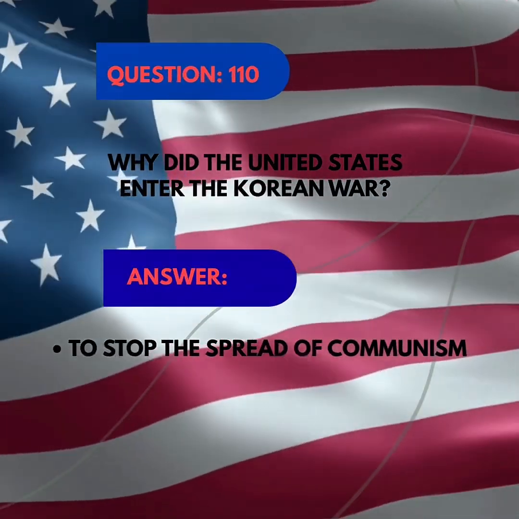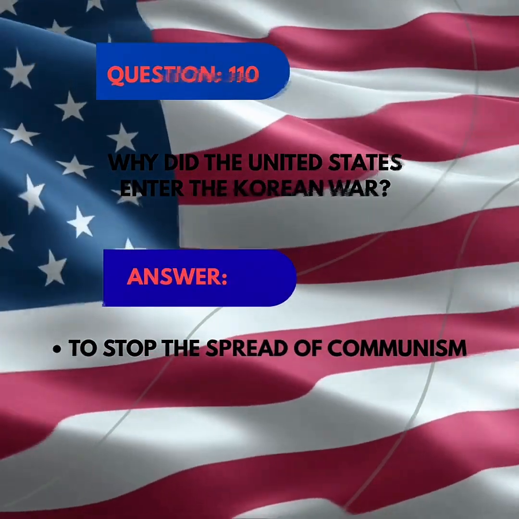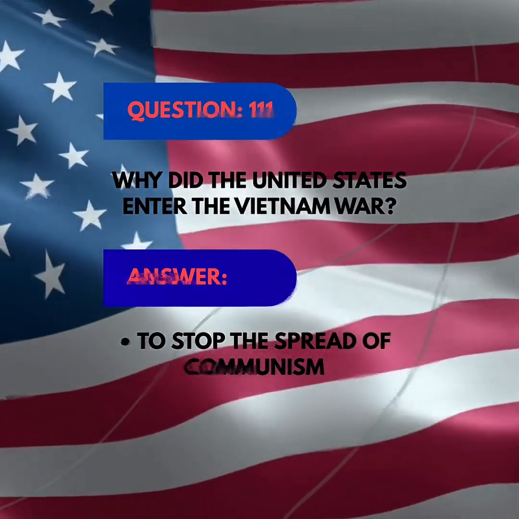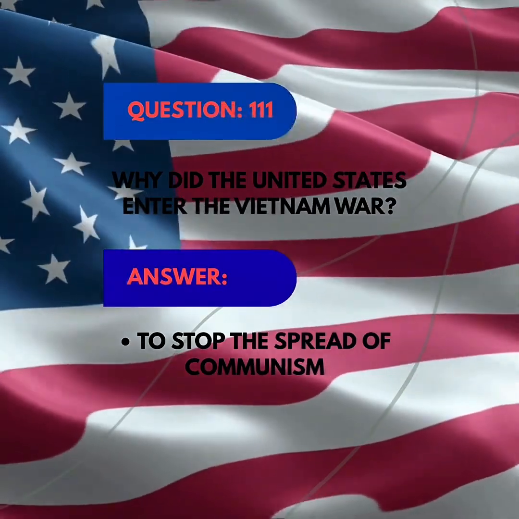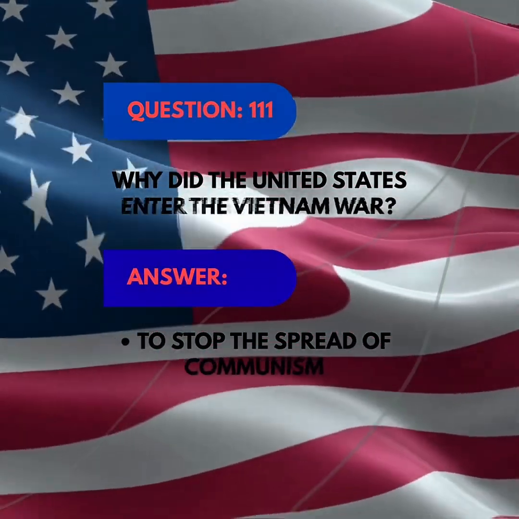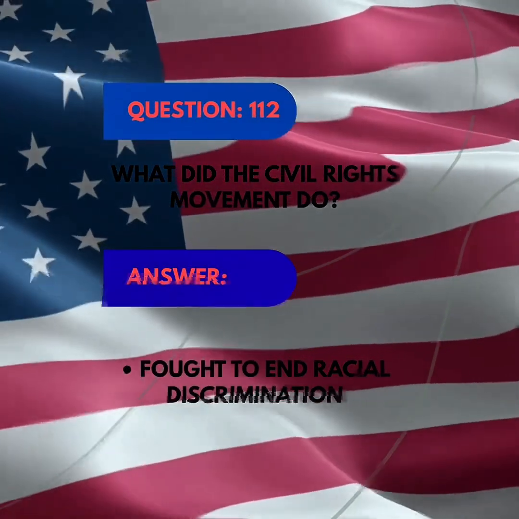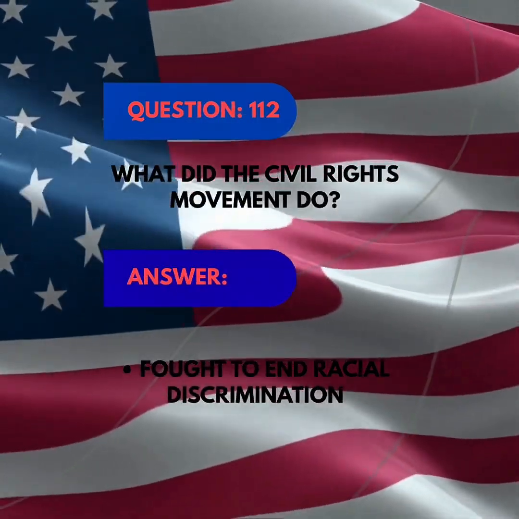Question 110. Why did the United States enter the Korean War? Answer: To stop the spread of communism. Question 111. Why did the United States enter the Vietnam War? Answer: To stop the spread of communism. Question 112. What did the Civil Rights Movement do? Answer: It fought to end racial discrimination.